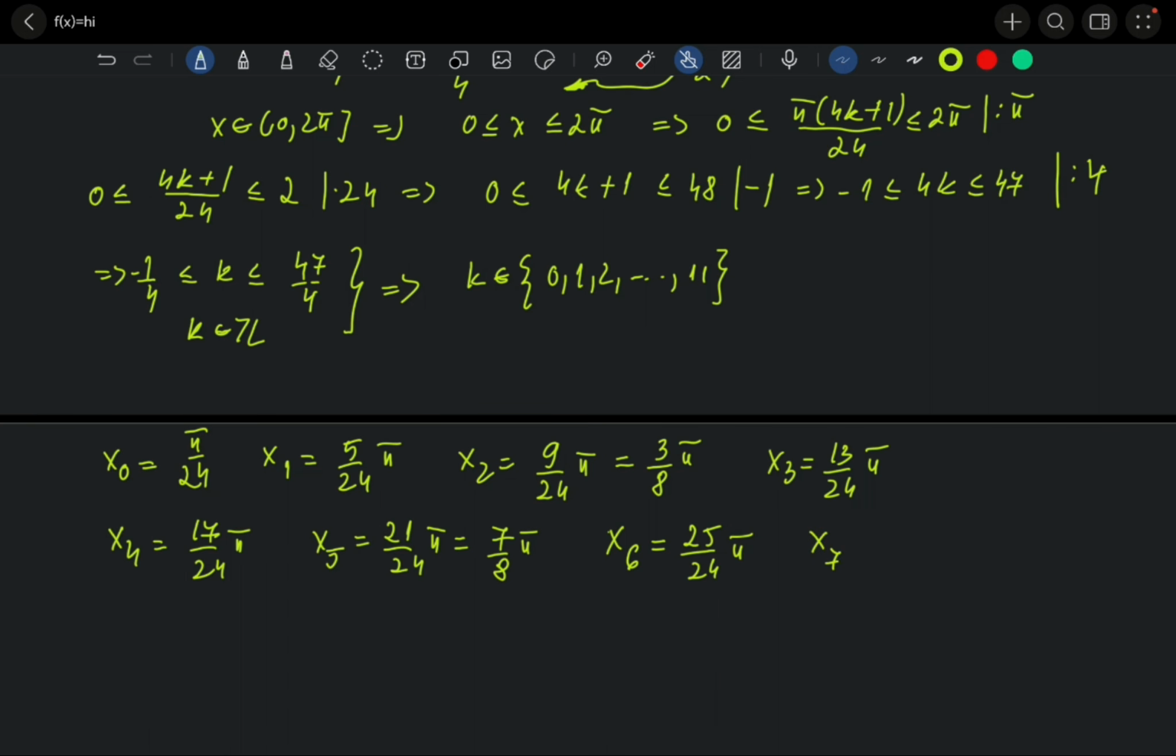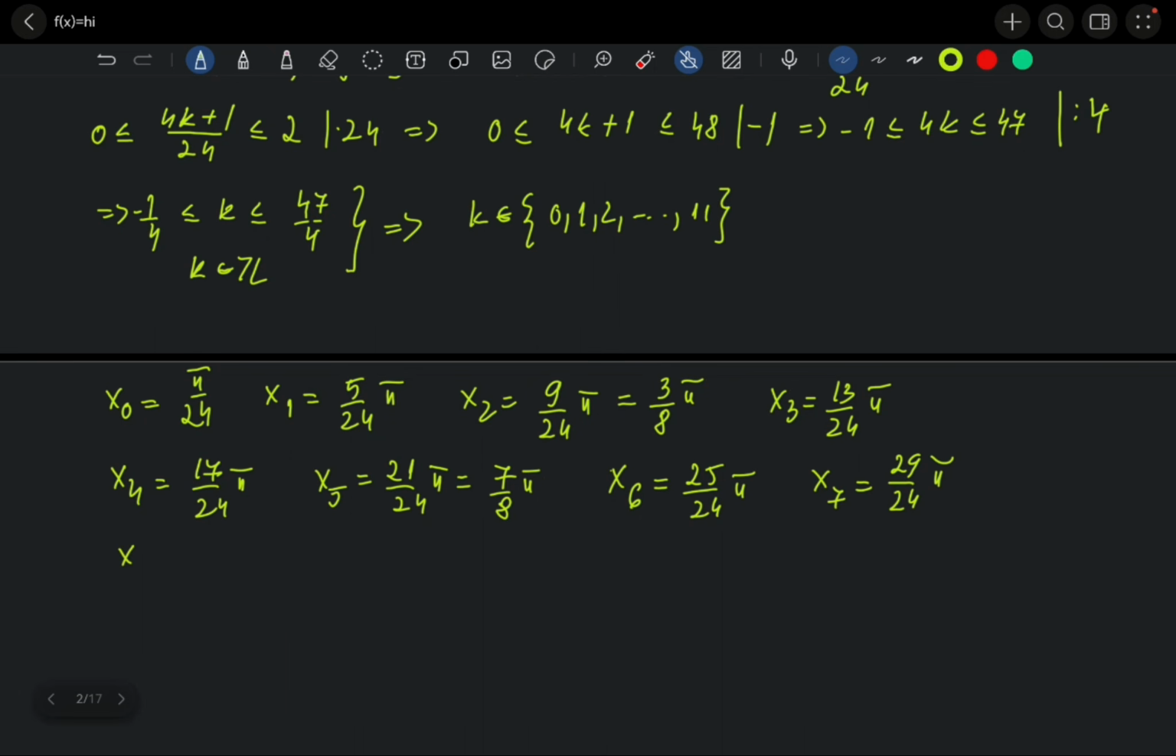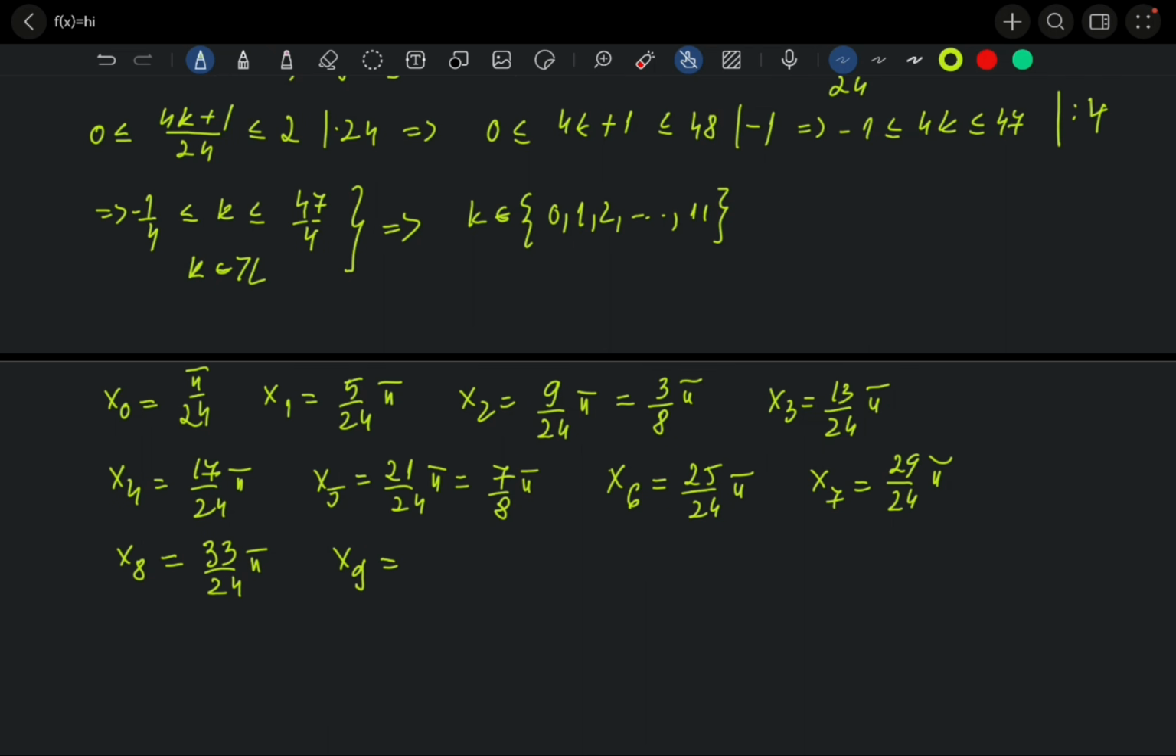When x is equal to 7, when k is equal to 7, we'll get 29 over 24 pi. When k is equal to 8, we'll get x sub 8, which will be equal to 29 plus 4, which is 33. So 33 over 24 pi. When k is equal to 9, we'll get x sub 9, which will be equal to 37 over 24 pi.